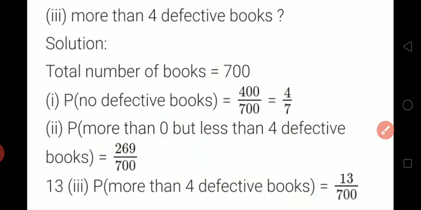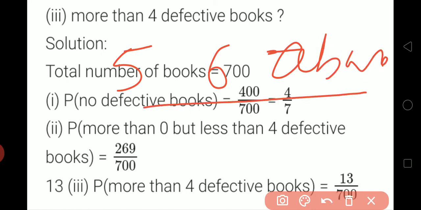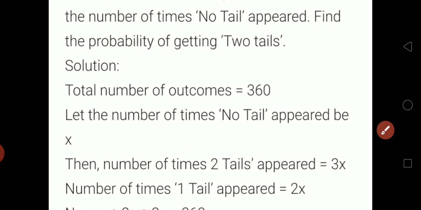Now the third part, more than 4 defective books. So it will be more than 4, that is we will add the outcomes of 5, 6 and above 6. One case is above 6 also. So we will add these 3 and we will get 13 by total outcomes 17. So this is the probability. So let us start the next question.